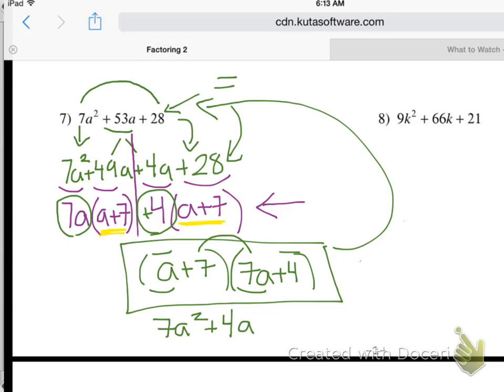7 times 7, that's 49. There's the 49 that we did. And then, of course, we have to do the backs, and that's the 7 times 4. They're not the backs, they're the lasts for FOIL. That's the plus 28. So this looks really familiar.